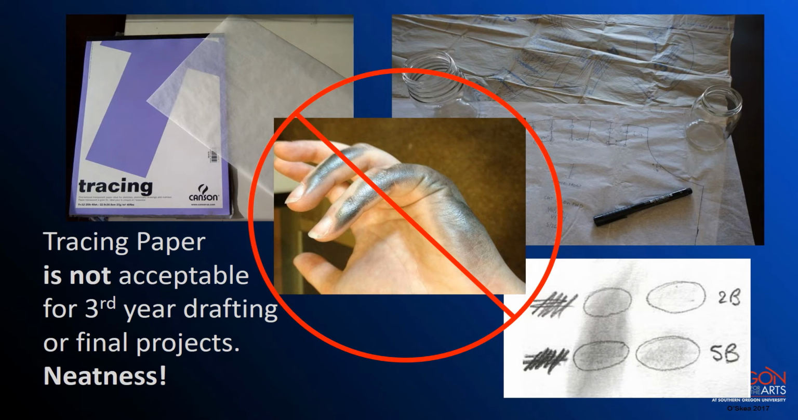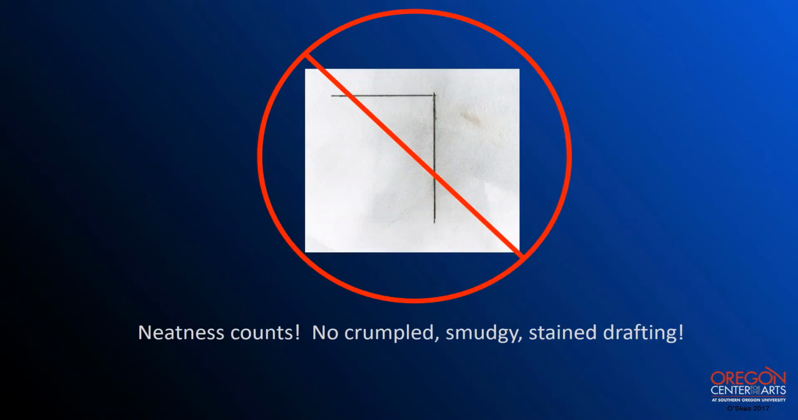Tracing paper is not acceptable for third year MOTS drafting, and it's not acceptable on the final projects for my undergraduate students. So tracing paper is great. I use it all the time. It's terrific for first drafts to scribble ideas on, and great for storyboards. It has lots of uses, but I don't want to accept tracing paper final drawings. It's just too flimsy. It tears, it smears. It's not a really good tool to use for your final stuff.